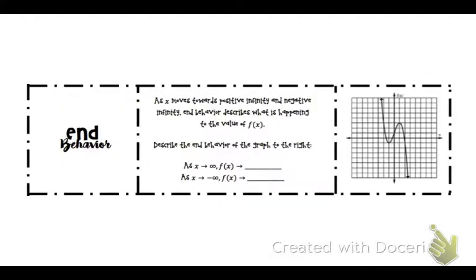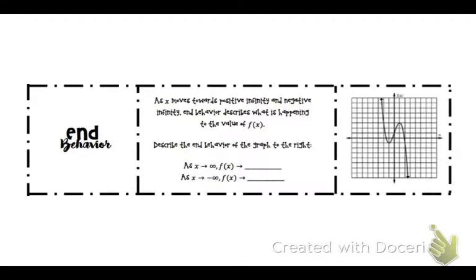Okay, last thing, end behavior. So as x moves towards positive infinity and negative infinity, sorry, I'm having a hard time talking right now. The end behavior is what's happening with our graph. Like, is the graph going to positive infinity? Is the graph going to 0? Is it approaching 1? Like, where is the graph going?